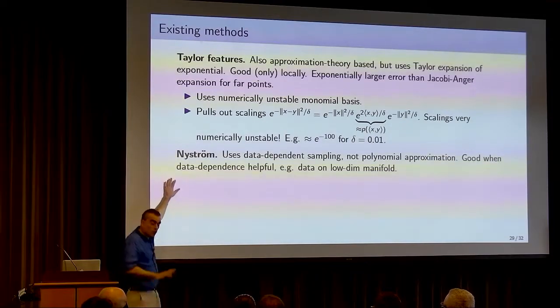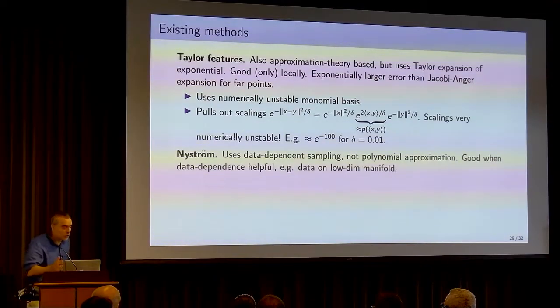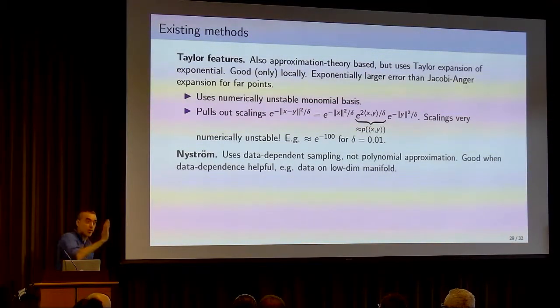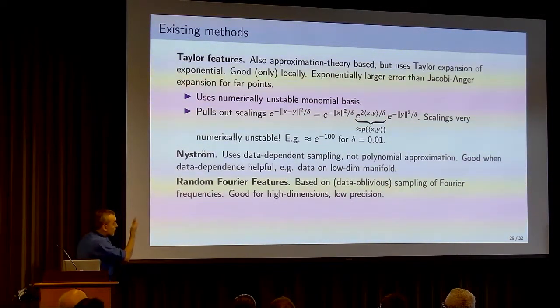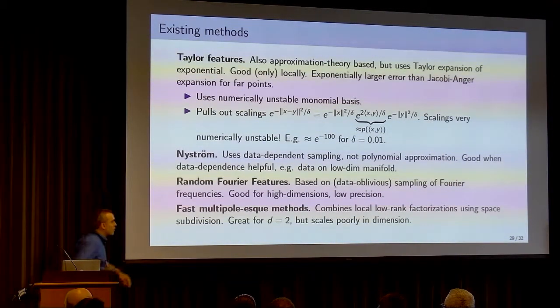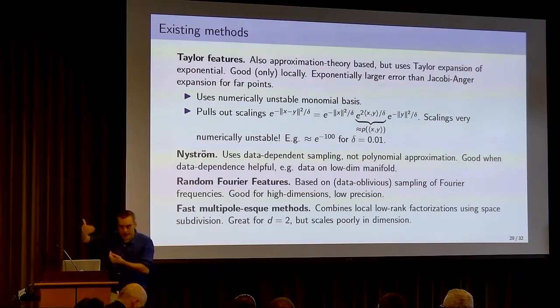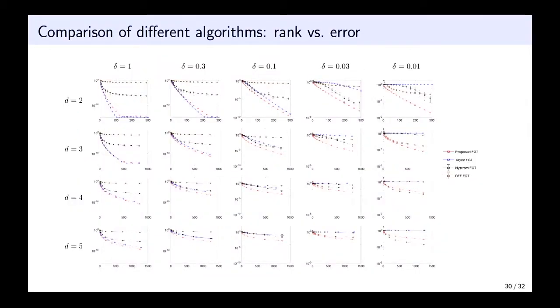Nystrom does something very interesting, because it uses data-dependent sampling. But on the other hand, you do pay a price both for the randomness and for the suboptimality, because it's a spectral method and it doesn't take into account the entrywise type error. Random features, I talked about this before. Versions of fast multipole are great in low dimension, but because you pay an exponential price in dimension, since they rely on subdivisions of space, they very quickly saturate in terms of dimensions.